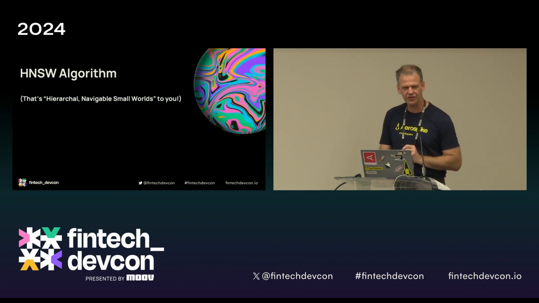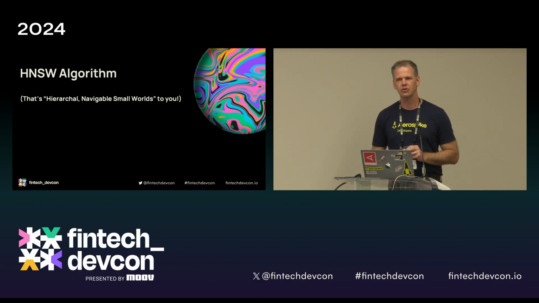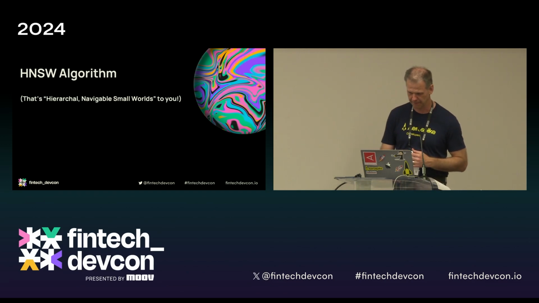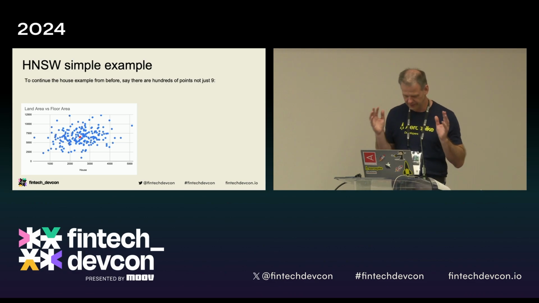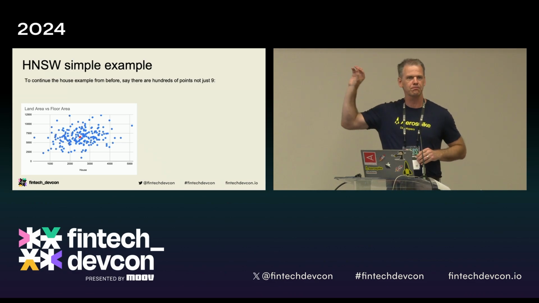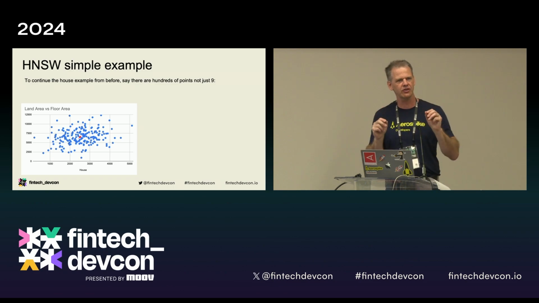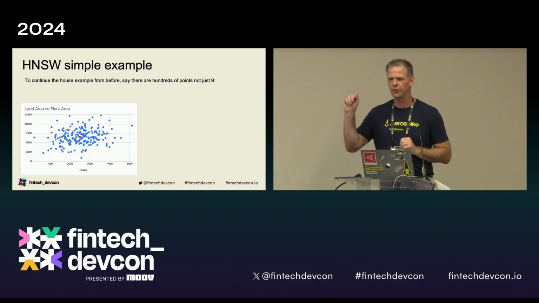All right, so let's talk about HNSW. HNSW stands for Hierarchical Navigable Small Worlds. Let me assure you, after you've had a few drinks, that's not really fun to say a couple of times. All right, so if you remember, we're going back to that two-dimensional example. We had our house and a whole bunch of vectors which were the other houses. We had 9 houses. What if we had hundreds?